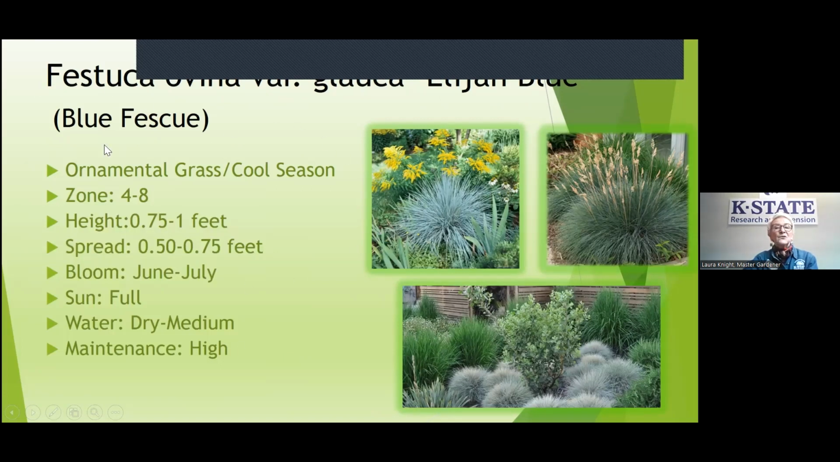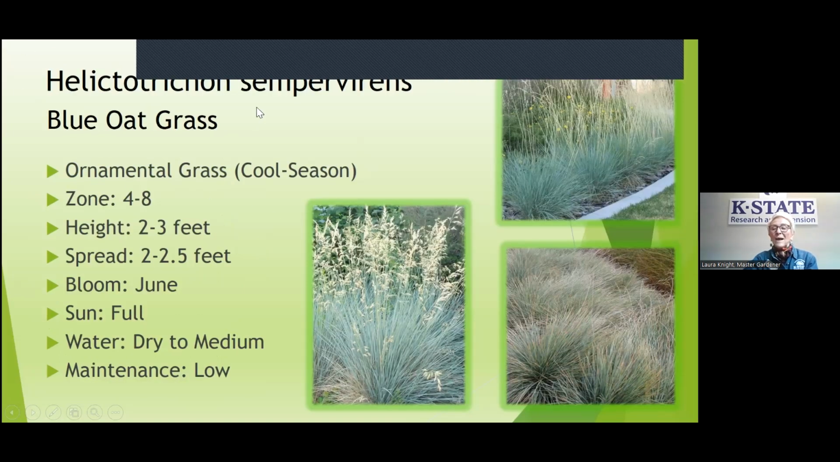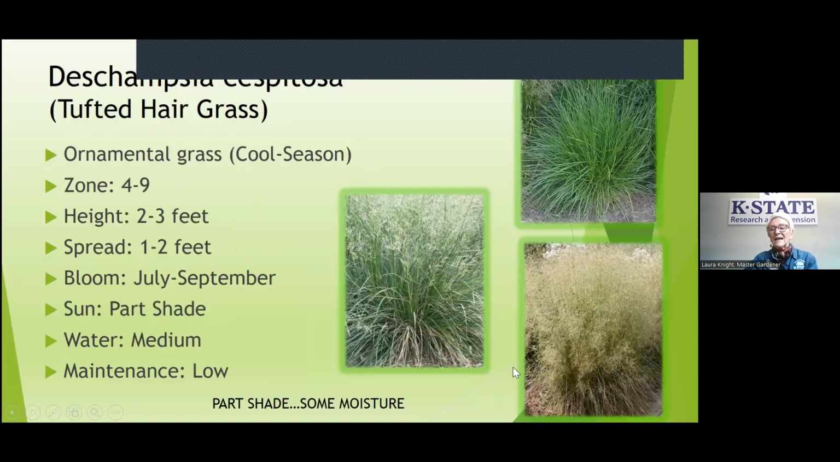And this is a festuca, a blue fescue. They're short for small gardens. And this is the blue oat grass. If you don't like this, do not buy them, because they're going to look like that for a long time. The tufted hair grass are pretty good. And here's what they look like at various times. This is the fall.